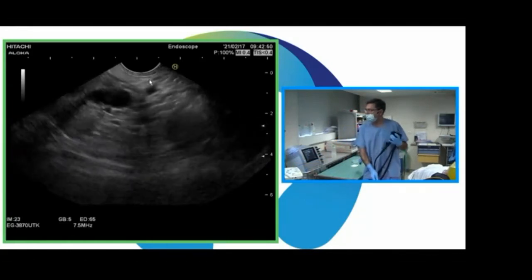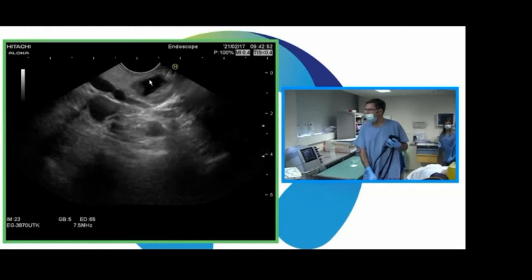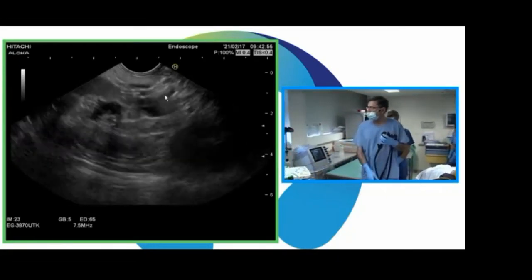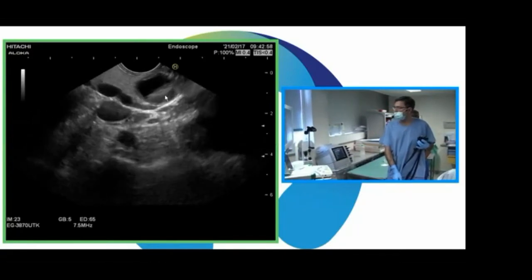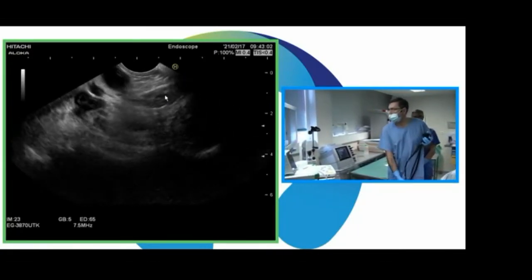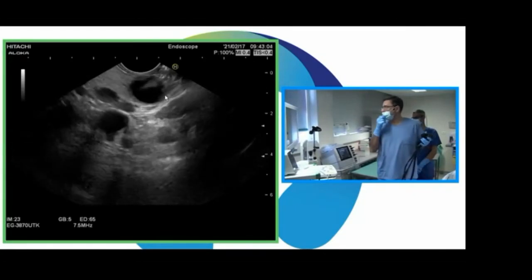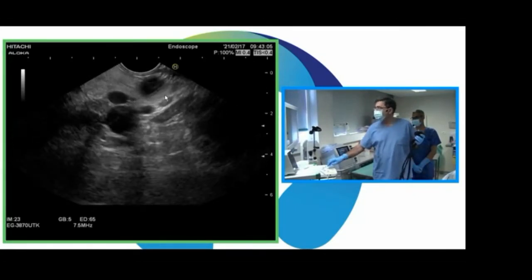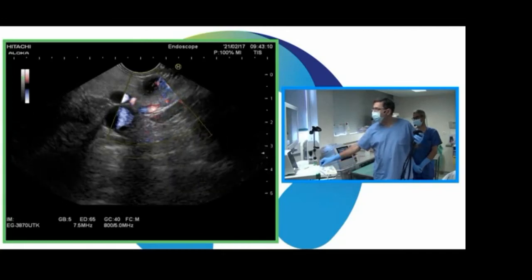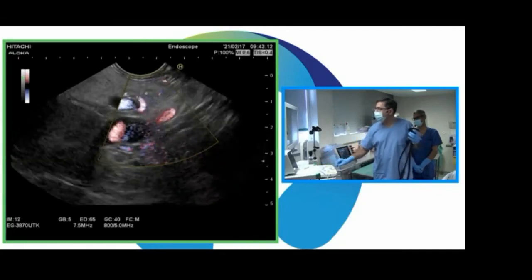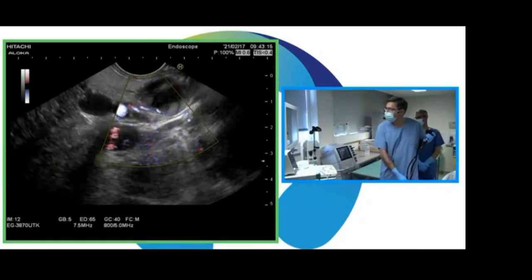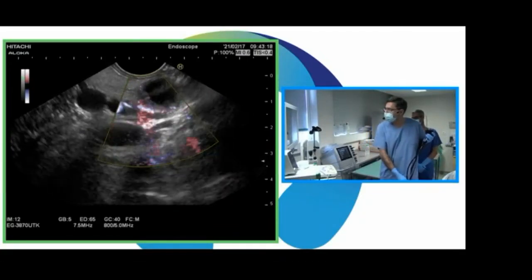And now you saw the lesion. You see clearly the lesion is just there. Okay, located in the body of the pancreas. So we are going to measure and to do fine flow to see if we have any vascular enhancement with fine flow. Yes, you see it on the solid part of the tumor.